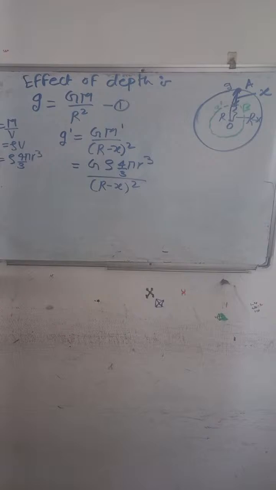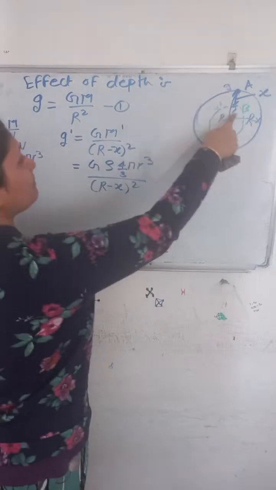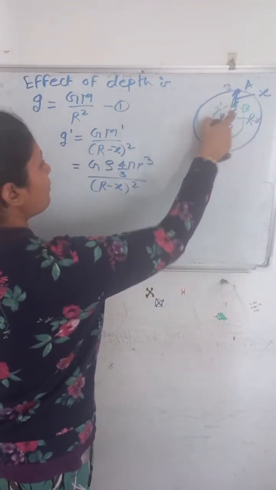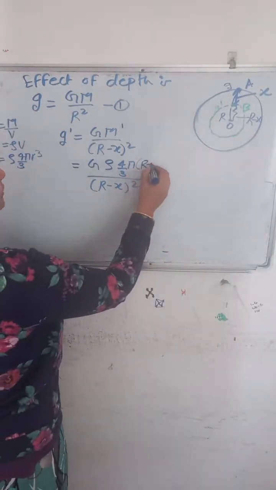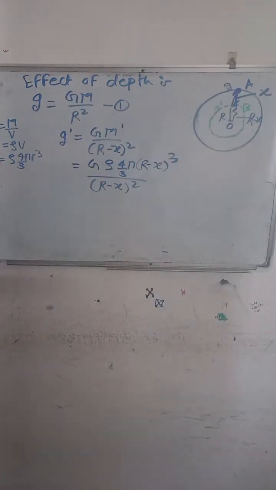Can you get this? Okay. Now here we can make one more change. What is the change? Here I wrote R cube, no? So the body is brought to a certain depth, and from the center this body B has radius how much? R minus x. So here I will also replace this with (R minus x) whole bracket cube.